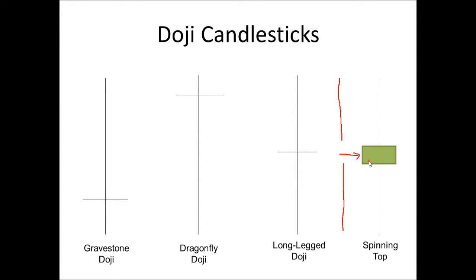Spinning tops can signal indecision in the market. Price has neither gone significantly higher or lower, and there's a balanced amount of power between the bulls and the bears. So once again, getting a spinning top at the top of a push or at the bottom of a push on the downside can signal a reversal. So let's look at some examples of these doji candles and spinning tops.